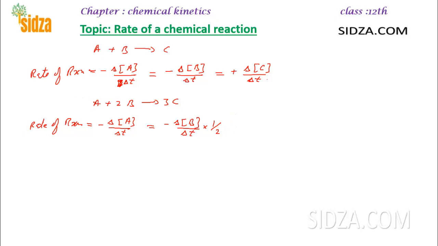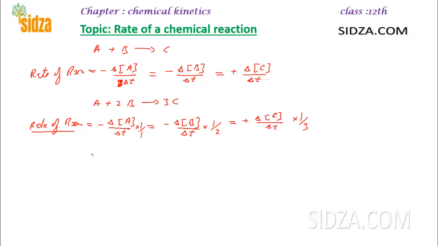And here the coefficient for A is 1. So if I also write 1 by 1, it doesn't change anything. So 1 by 1 is again the same thing. Now for C, I'll write the plus sign: change in concentration of C divided by delta T, and it's multiplied by 1 by 3 here. So this is the rate of a reaction in terms of A, B or C.